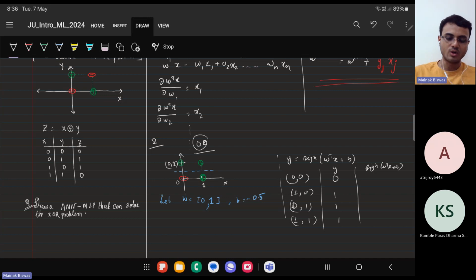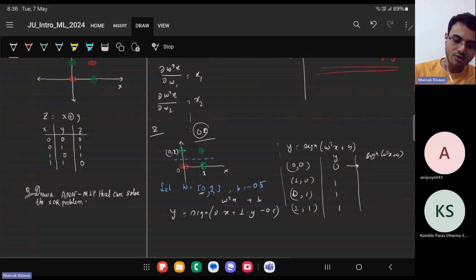Now presently, what do you have for the value of the first one? W is equal to 0, 1, so your Y is equal to sign of 0 into X plus 1 into Y minus 0.5. Yes or no? This is the value you want to take. This is your neural network, your perceptron, weights W transpose X plus B. Clear?